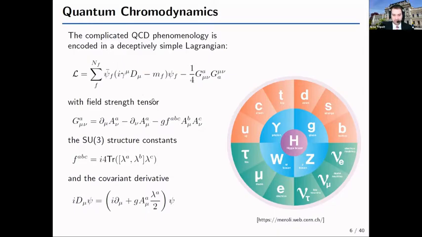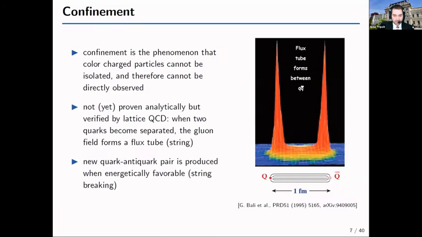One of these features is confinement, which describes the phenomenon that color-charged particles cannot be isolated and therefore cannot be directly observed. This is not yet proven analytically, but verified by lattice QCD, where you can see here that the flux tube or string is forming between the two color-charged quarks. And when you try to separate these two quarks, the energy stored in this flux tube will eventually be large enough to create new particles, which will lead to string breaking and the formation of new color-neutral objects.